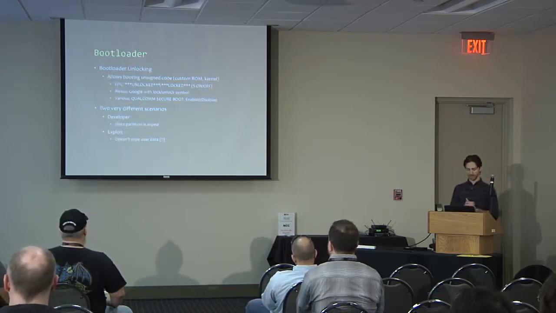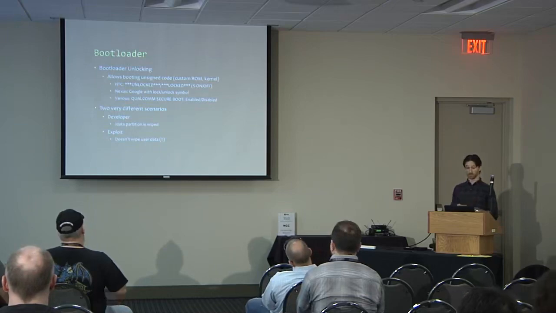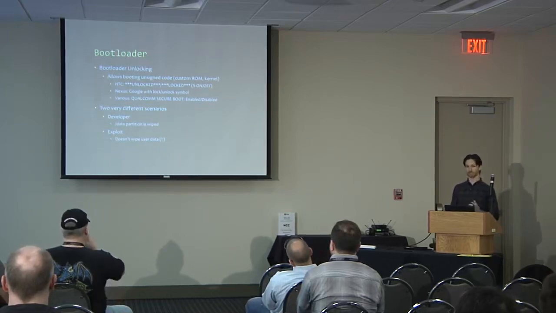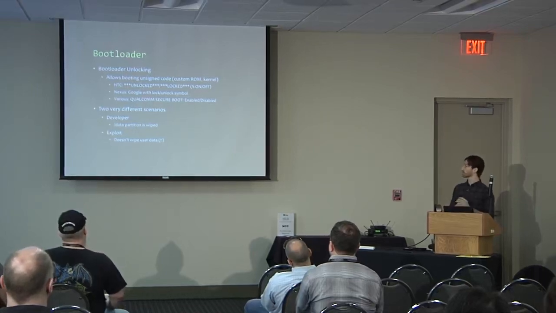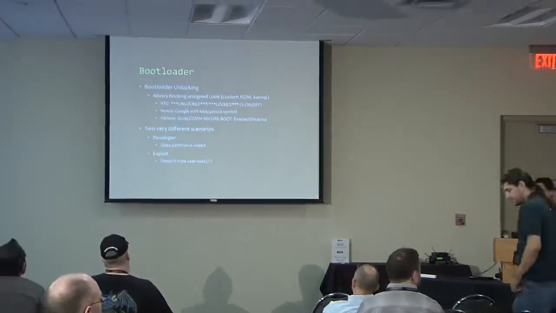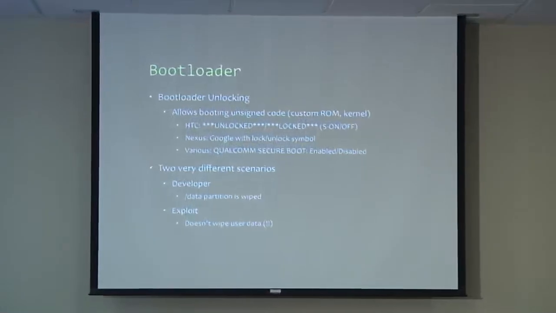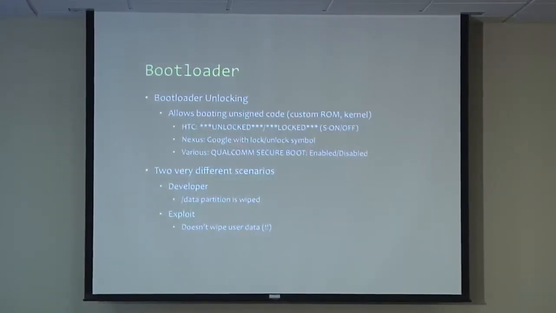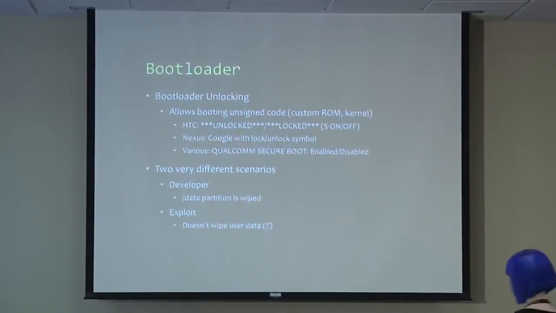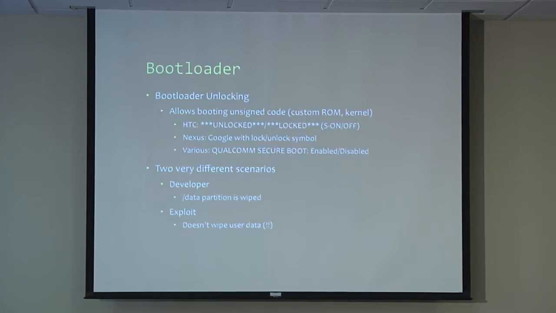Like we said, bootloader allows booting unsigned code once it's unlocked. There's a bunch of different ways you can tell if it's been unlocked, and a bunch of different ways to unlock it. So HTC, you probably remember S on and S off from the early days of the HTC Evo and all the cool 4-inch screen smartphones. There was unrevoked, I think, which was a permanent S on, S off. You don't need to do that anymore. You just need to unlock the bootloader.